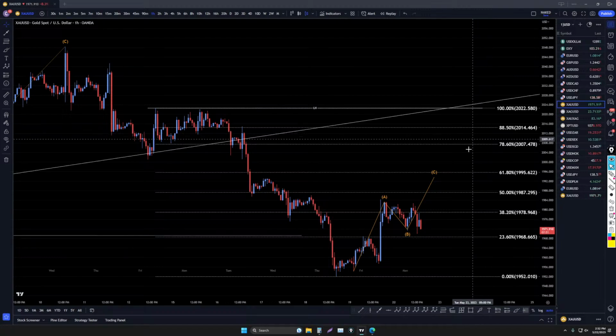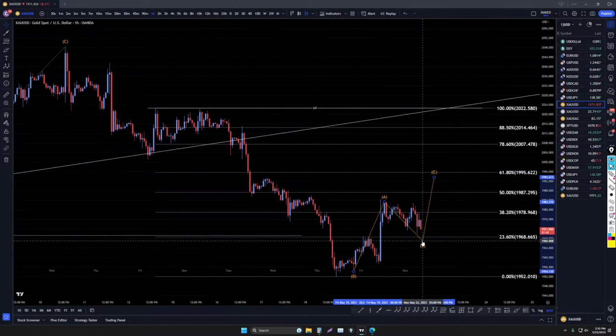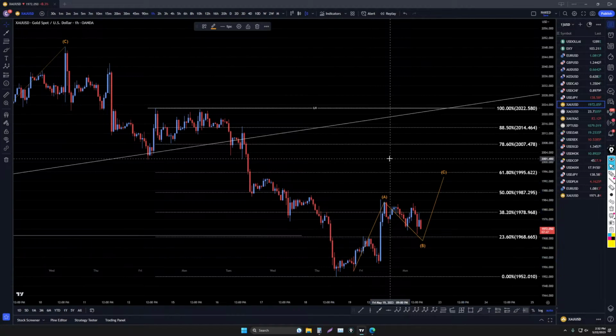And gold, what's gold up to? Gold is going down. Let's see if this does turn out to be a wave B or not. We'll have to see. Wait and see if it does. It is definitely looking like a wave B.